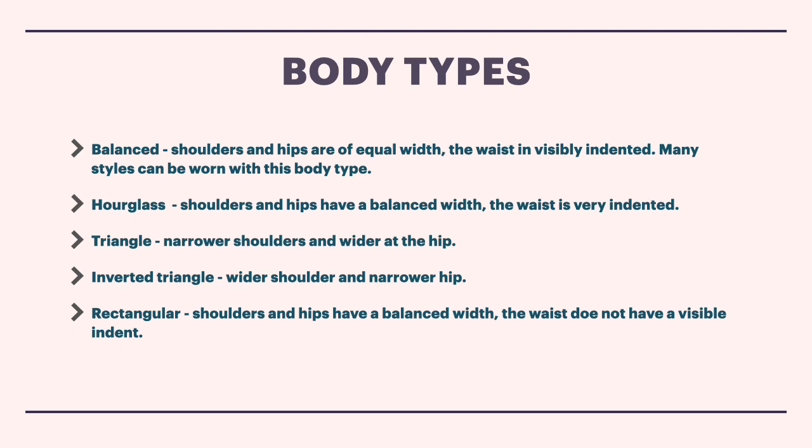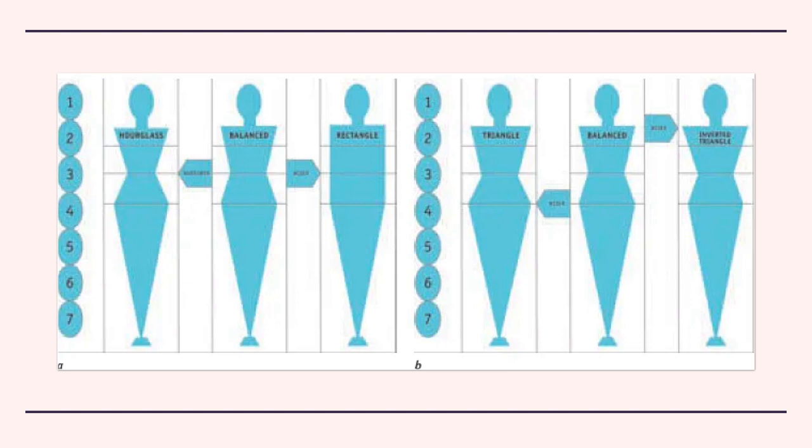The rectangular type, also known as the H figure, is when the shoulders and the hips have a balanced width, but the waist does not have a visible indent. This image shows the different body types that we just discussed.